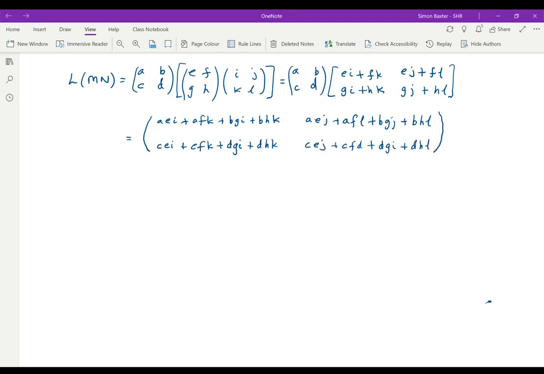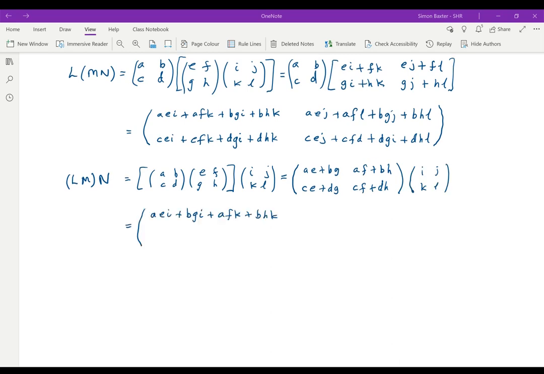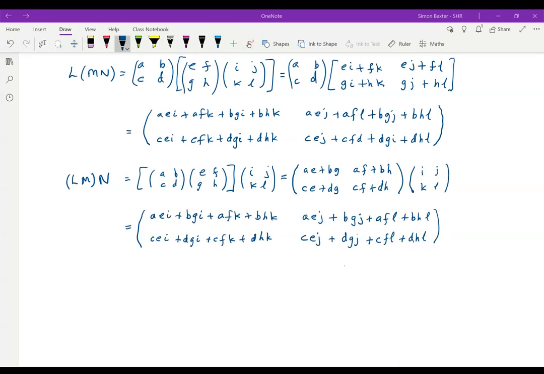Well, that wasn't too bad, was it? Now what happens if we switch the brackets round? What happens if we do L, M first, and then multiply by N? Let's see if we can do this one a little faster. And now we can see that if we take the top line, which is L times MN, and the bottom line here, which is LM times N, let's just look in detail.